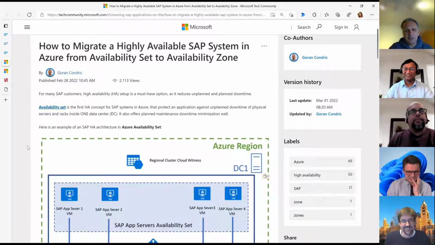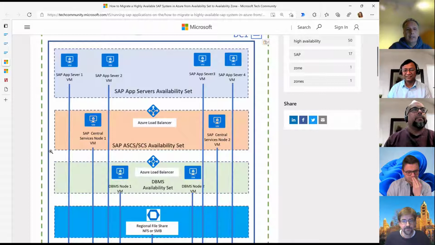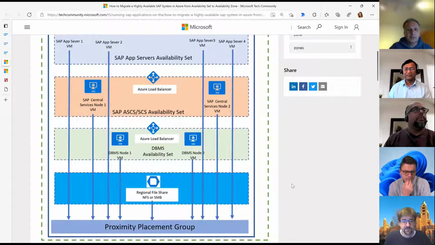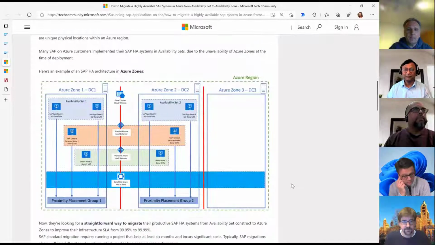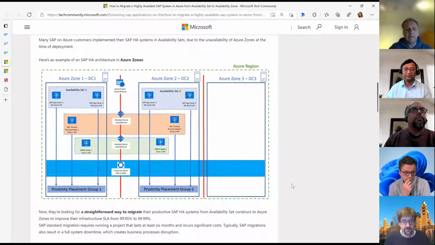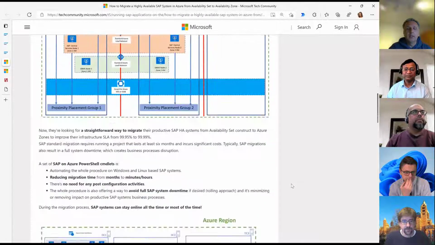Many would initially use the availability set as a construct, giving us 99.95% availability. Later we introduced Azure Zones, which gives you high availability across two data centers with four nines. There were questions from customers on how to migrate in an easy way. Unfortunately, we don't yet have tooling in Azure which would do it out of the box.